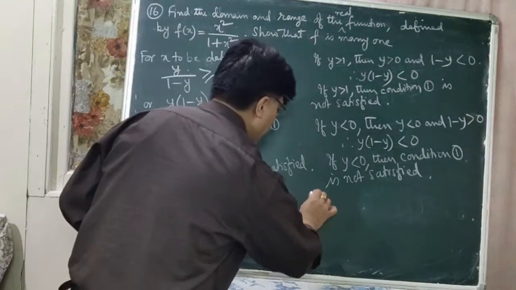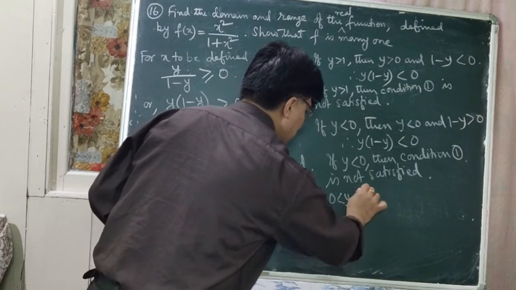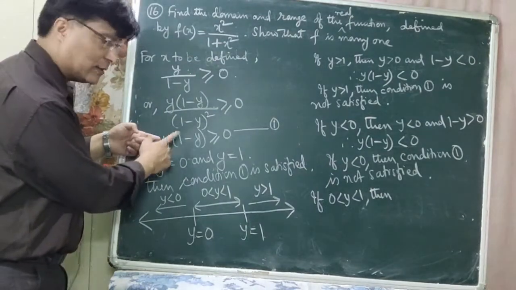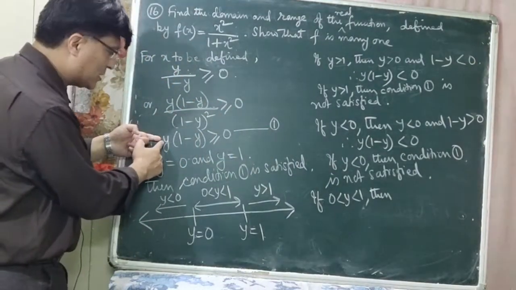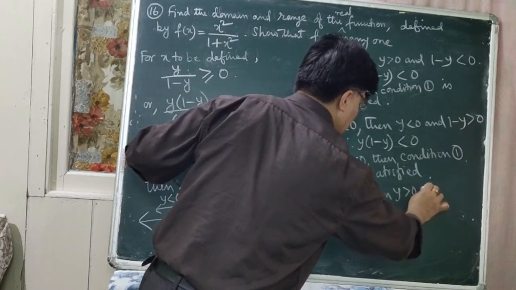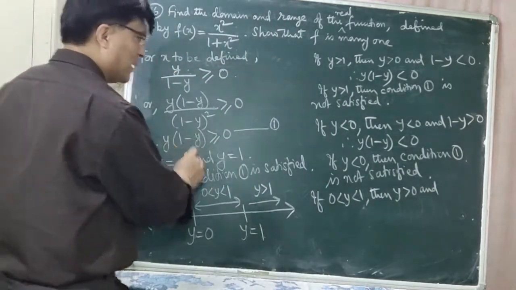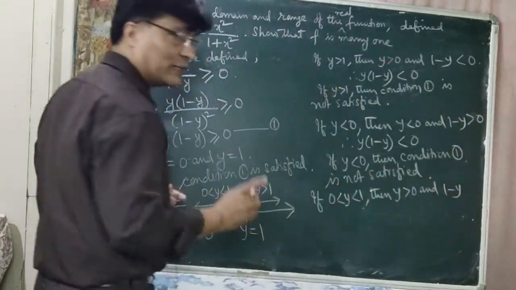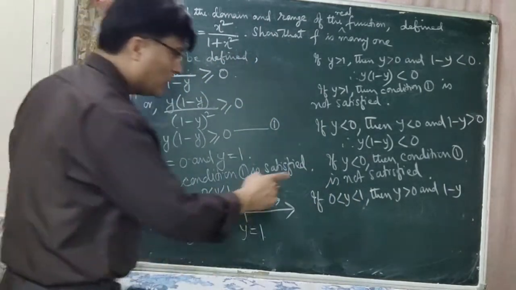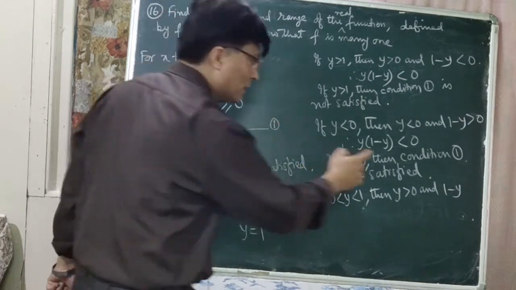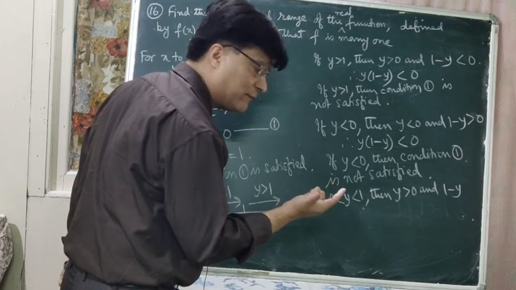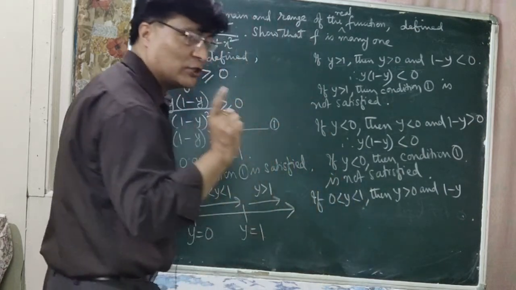Okay. So if 0 is less than y less than 1, then first of all, what is the sign of this y? You have to check this condition number 1. What is the sign of y? Y is greater than 0, that is positive. And what about 1 minus y? So here y is less than 1. If y is less than 1, what is the sign of 1 minus y? It is positive. So y lies between 0 and 1 means 0.5.